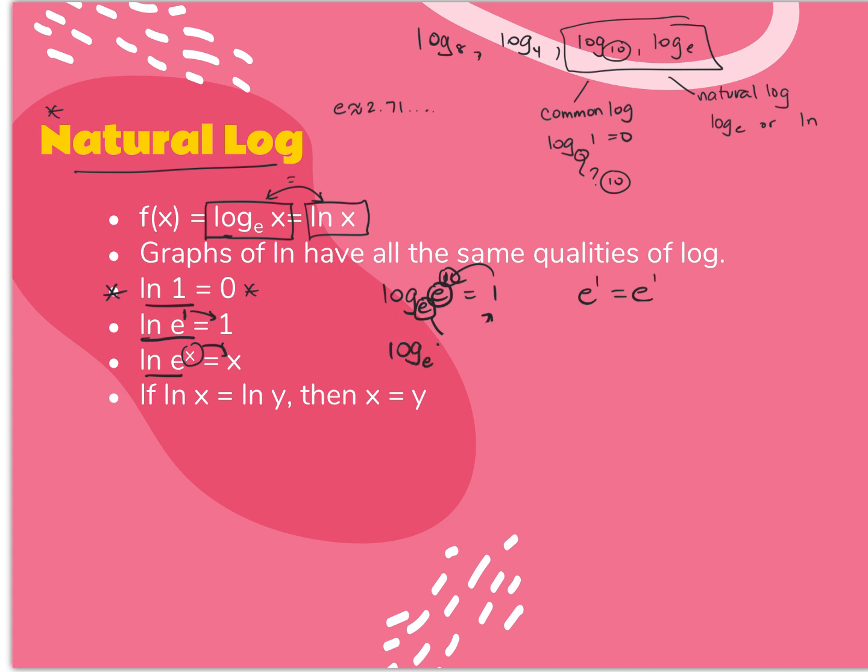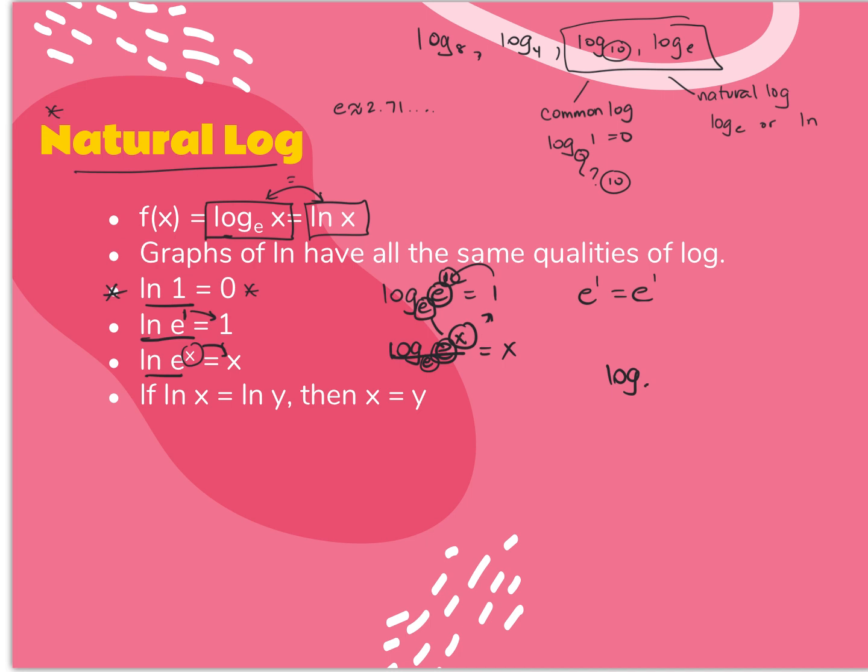Log base e of e to the x power equals x. When you have the base and this number and they match, they cancel out and the answer becomes that exponent there. And that works for anything.